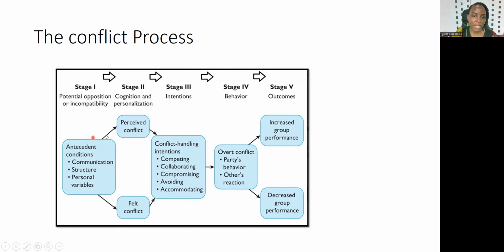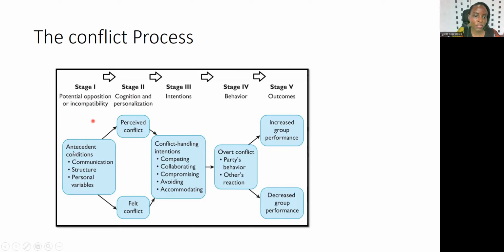Okay, now let's look at this area, the boxes in blue. You will see that each of these lines up with the different stages. Okay, so let us look at stage 1 again. At stage 1, we said that there are things that have the potential to lead to conflict, but conflict has not yet happened. These are what we call the antecedent conditions. Antecedent has to do with before something happens, something that sets the stage, in this case for conflict to happen. We are going to look at them in a little bit more detail. It might be communication, structure, or personal variables.